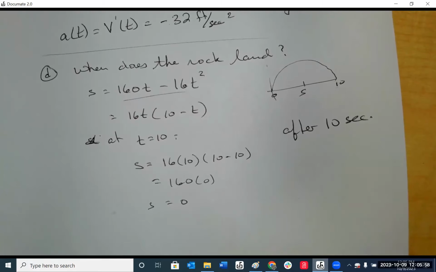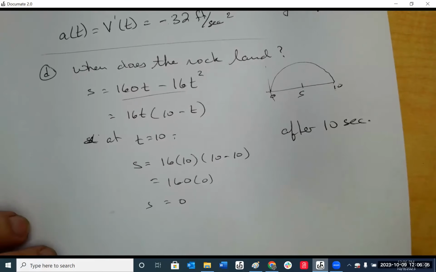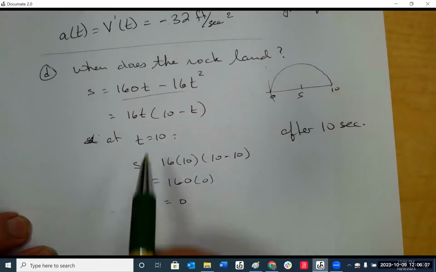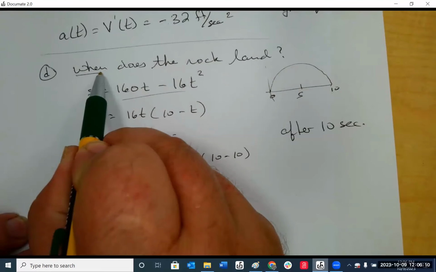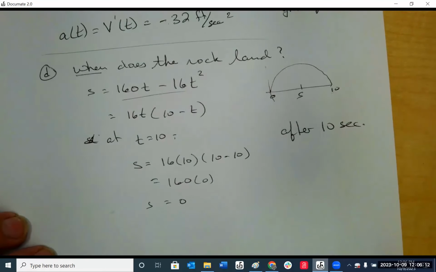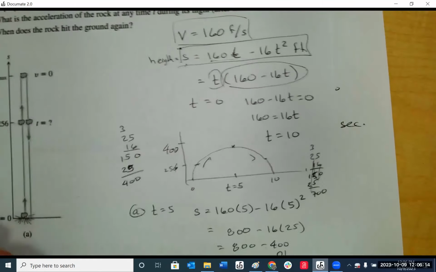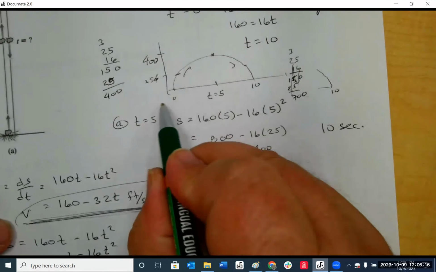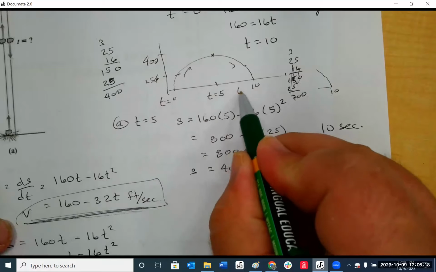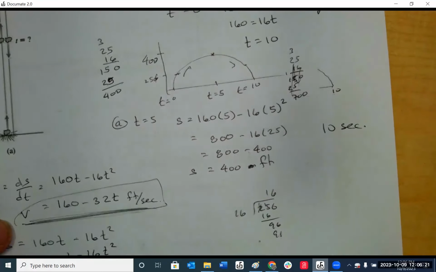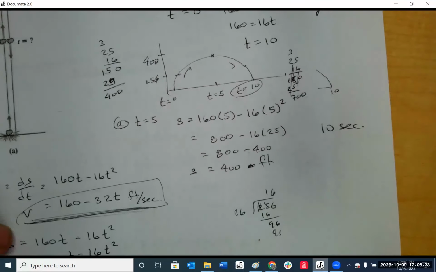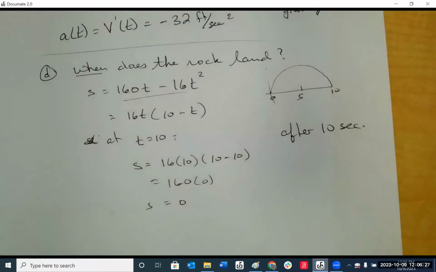Why is it okay if you just plug it to the 10 without simplifying? Oh, yeah. Actually, we didn't have to do anything because when it asked when, we figured that out in the first part. We figured that out here at t equals 0 and t equals 10. We knew it's going to land in 10 seconds because we factored it out at the beginning. So we didn't have to do all that work.